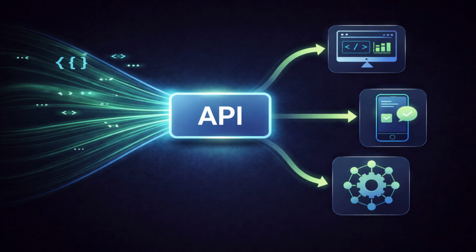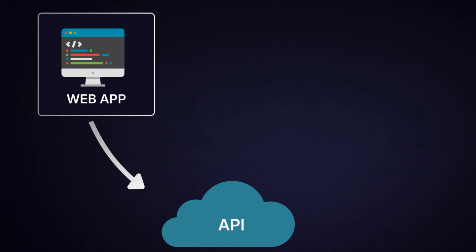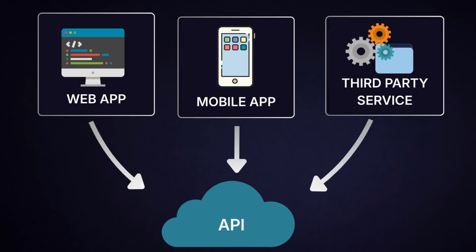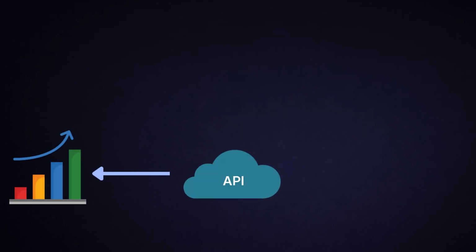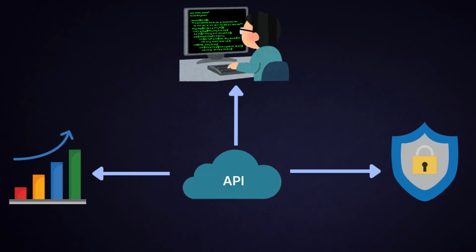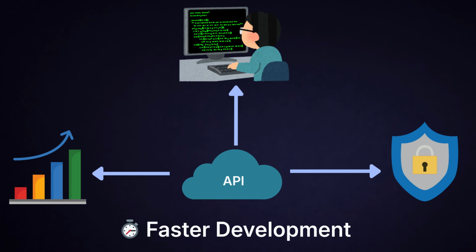As a developer, APIs completely change how you build software. You write backend logic once and reuse it across web apps, mobile apps, and third-party integrations. APIs make systems easier to scale, easier to test, and easier to secure. They also reduce development time by allowing you to integrate ready-to-use functionality instead of rebuilding everything yourself. APIs aren't just a backend concept. They shape how modern developers work.